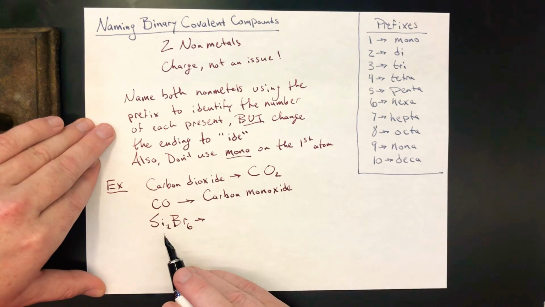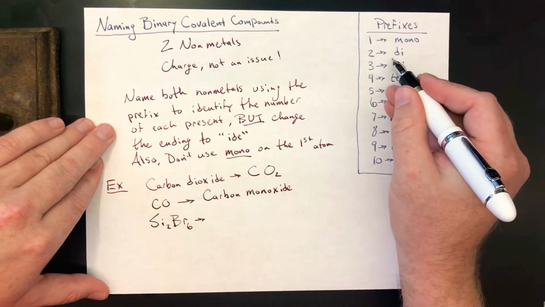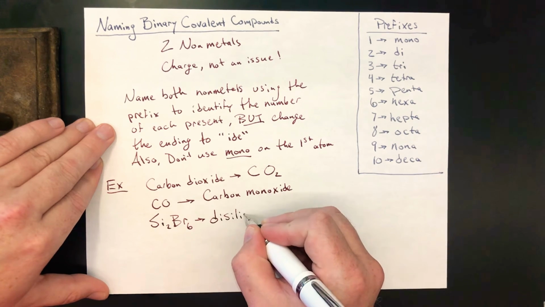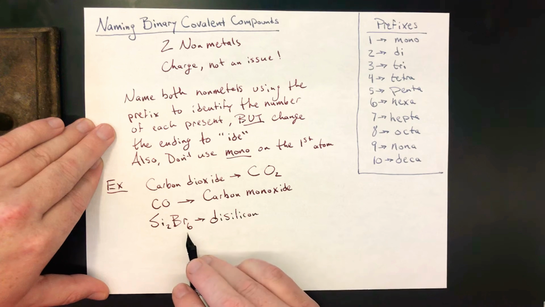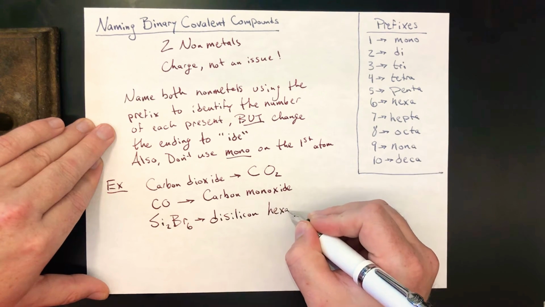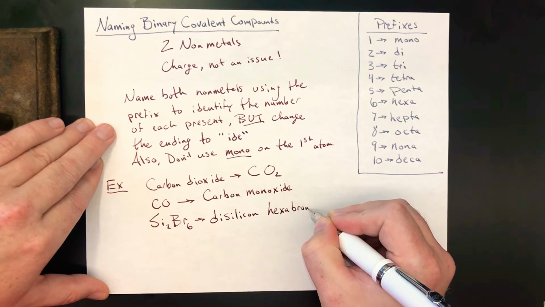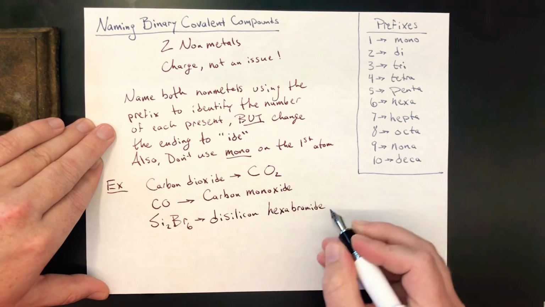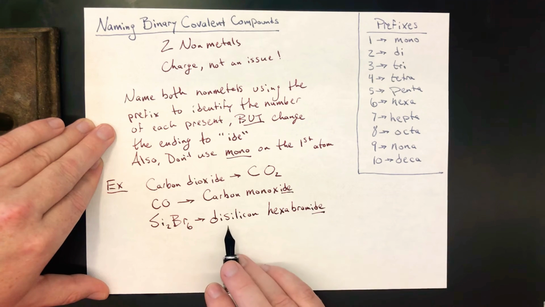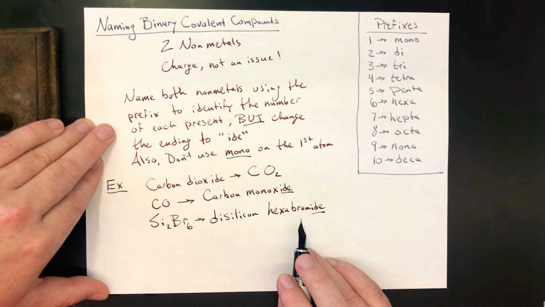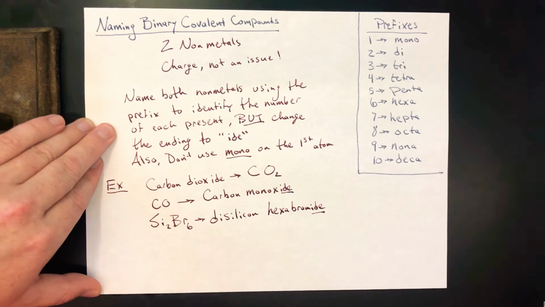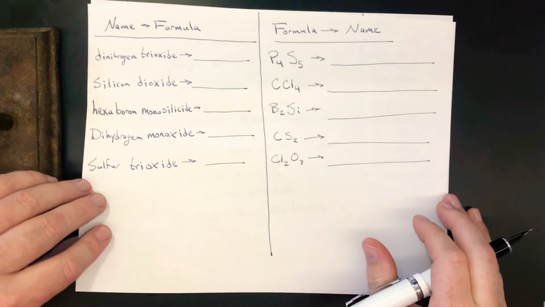I have 2 silicons, so I would call this disilicon. And I have 6 bromines, so then I would say hexabromide. Notice that ending tells us that we've ended our compound. So we have disilicon hexabromide. Okay, and the best way to get better at this is just to do more practice. So let's look at some more practice.